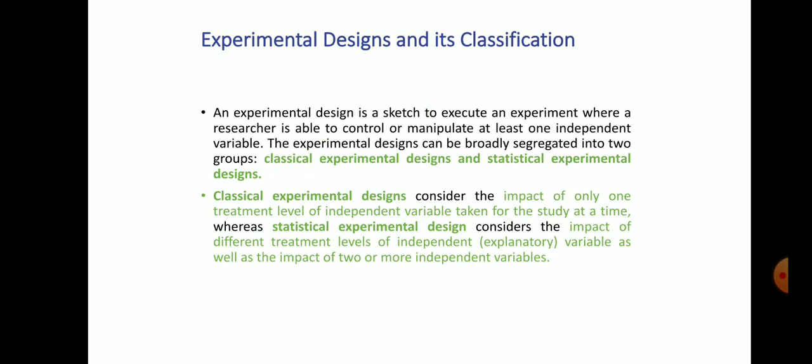Experimental design and the classification. There are basically two different types of experimental design: classical experimentation design and statistical experimentation design. Now, what is experimentation design? It is basically a blueprint on which the researcher executes the entire experimentation, or the entire research process, to understand the causality, to understand the relationship between variables, one dependent variable and one independent variable.